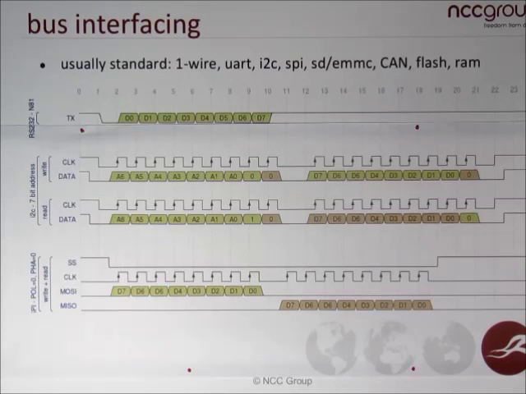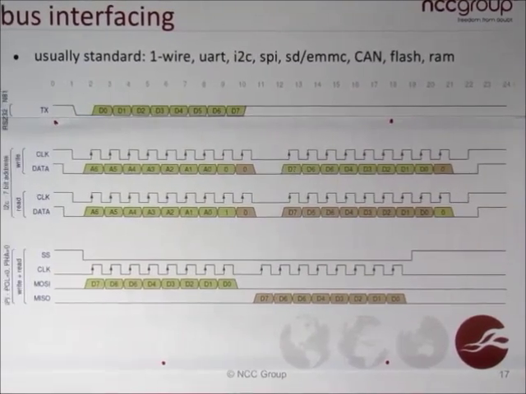And then, of course, you get all sorts of more complex things. You get memory buses, CAN, which is a signal used in automotive, and wider parallel buses, flash and RAM, and all sorts of things.